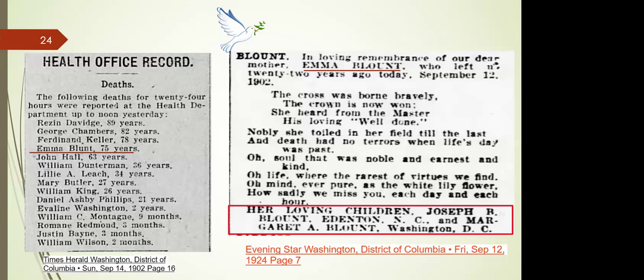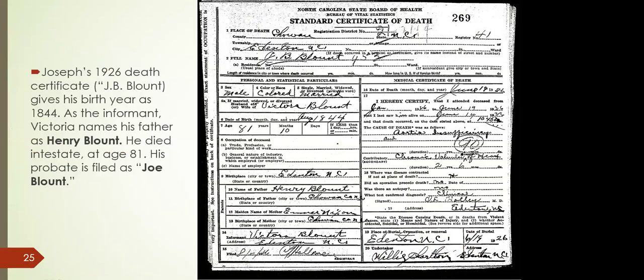All right, I am really going to have to fly, so I'm going to tell you this is Joseph's death certificate. We're talking about death here. You can see his name is given as J.B. Blunt. He gives his birth year as 1844, which is accurate. His wife, Victoria, named his father as Henry Blunt. How she knew that, I don't know, but that's why I have the Henry Blunt on the tree.